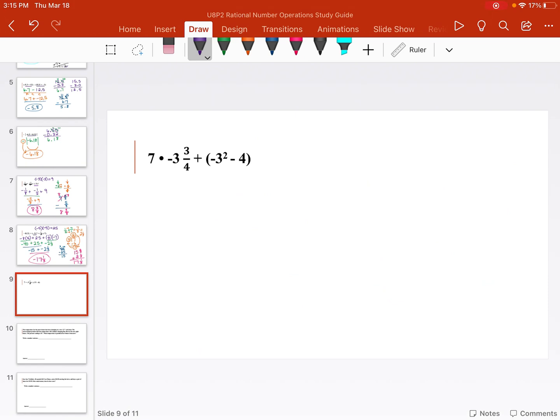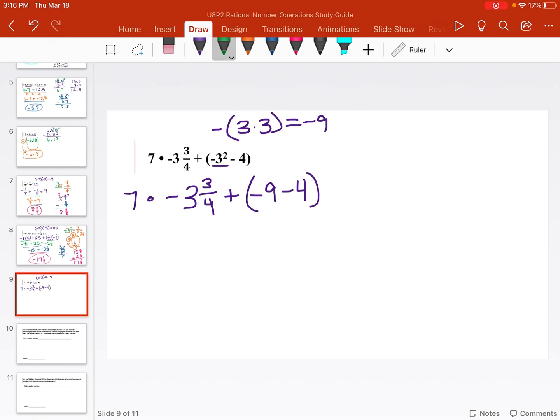Okay, here we're starting with parentheses. Remember, inside parentheses, I need to follow order of operations. So I'm going to start here with this exponent. That says the opposite of 3 times 3, which is a negative 9. You write it down. That's still in parentheses. I'm not done in there, so I cannot get rid of them yet.